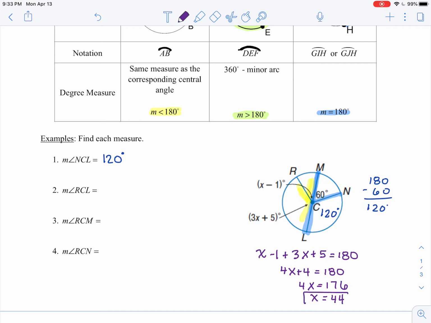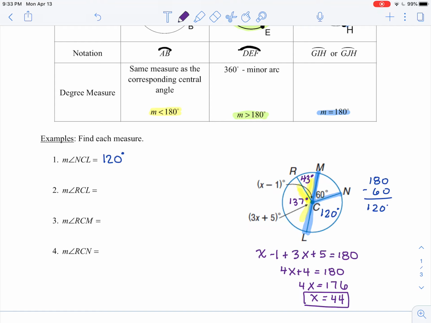And we should get that x is 44. Once I know that x is 44, I'm going to plug that back into our 2 algebraic expressions. So angle RCM, which was x minus 1, will now be 44 minus 1, or 43 degrees. Angle RCL, which is 3x plus 5, 3 times 44 plus 5 makes this angle 137 degrees.